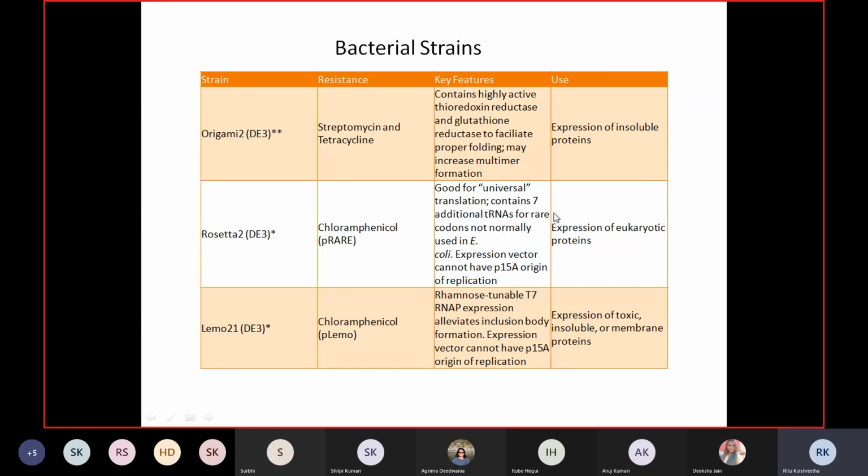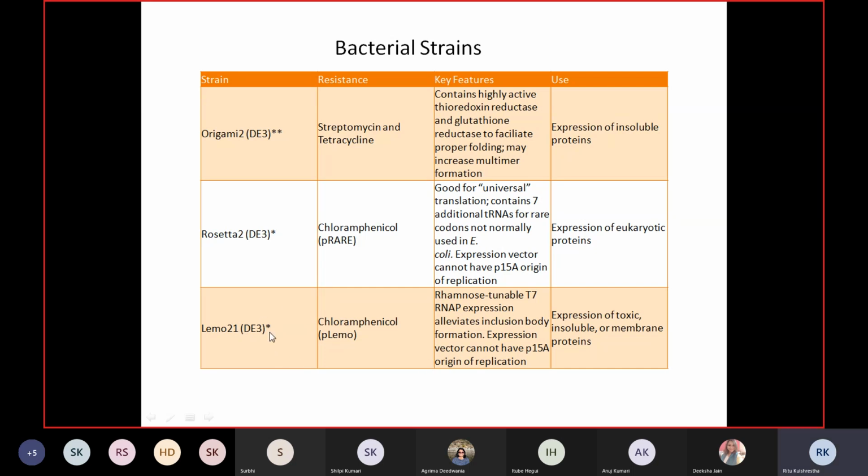Here, in one of the bacterial strains, they have added 7 additional tRNAs for rare codons which are not normally found in E. coli. By this method, even if you express a protein from a foreign source in E. coli, it can be efficiently translated because it is not limited by the codon bias.